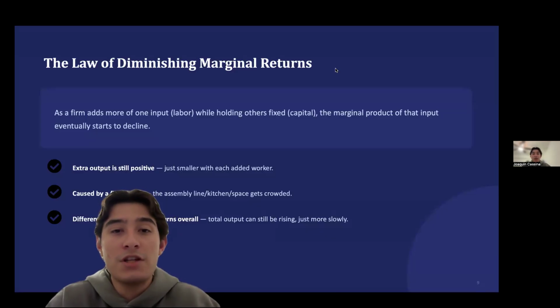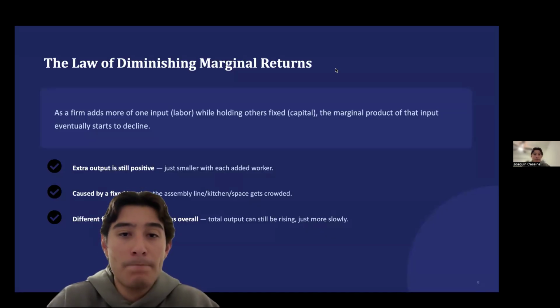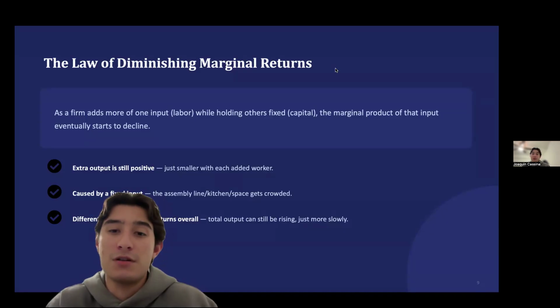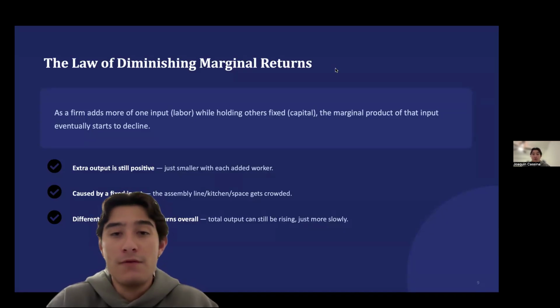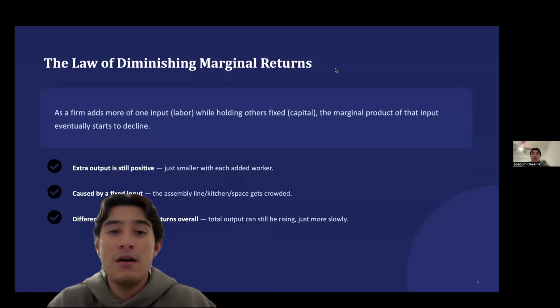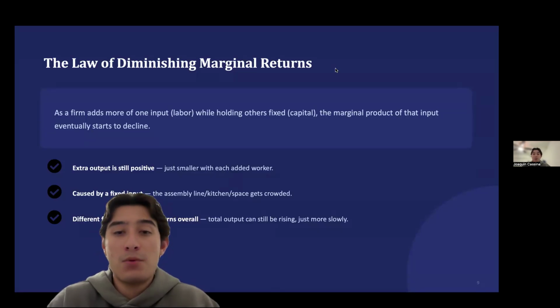The law of diminishing marginal returns. This is the law of diminishing marginal returns. As a firm adds more of one input while holding the others fixed, the marginal product of that input eventually starts to fall. A few things worth remembering though.